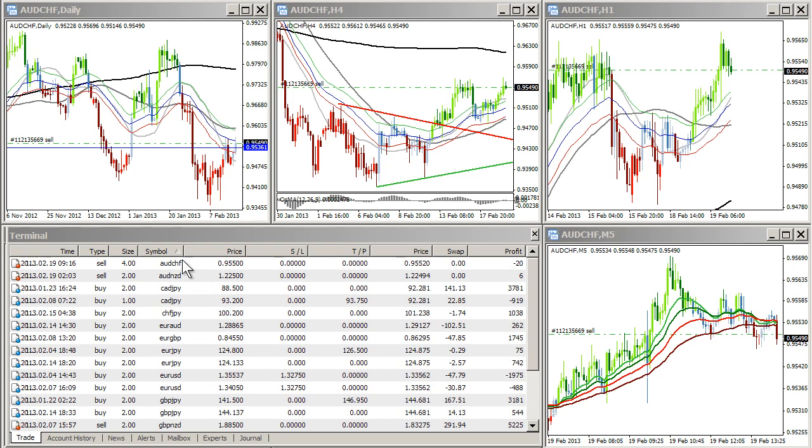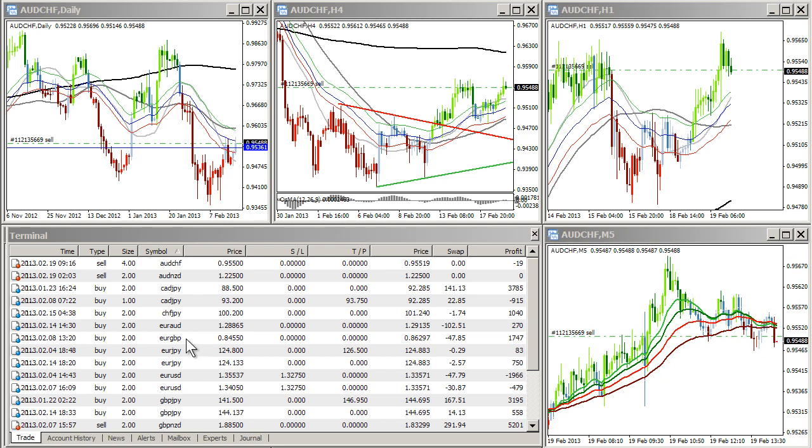So we have 4 lots short the Aussie Swissy and 2 lots short the Aussie Kiwi. And the idea here is, yes, we want to take advantage of Aussie weakness, but we're still not seeing it. So it's really important that we pit the Aussie against something that is arguably stronger, which is why we've chosen the Swissy, which is why we've chosen the Kiwi, and even before, why we've chosen the Euro. So we have Aussie shorts on in a number of ways against currencies that we expect to be stronger.